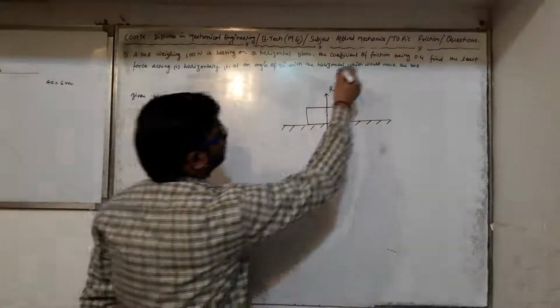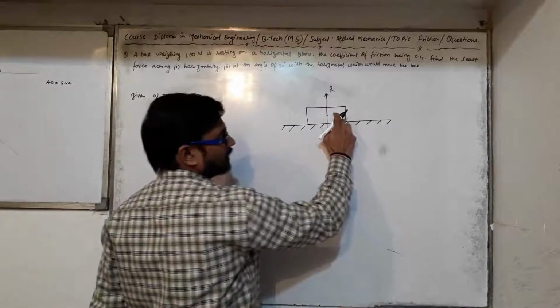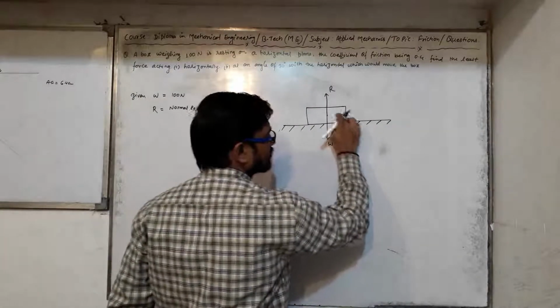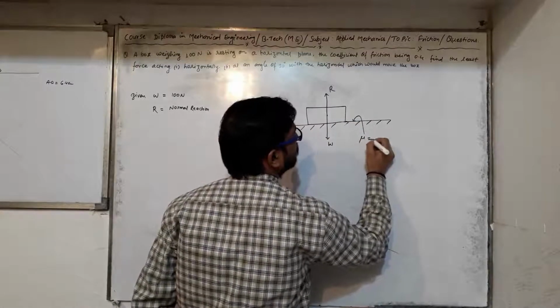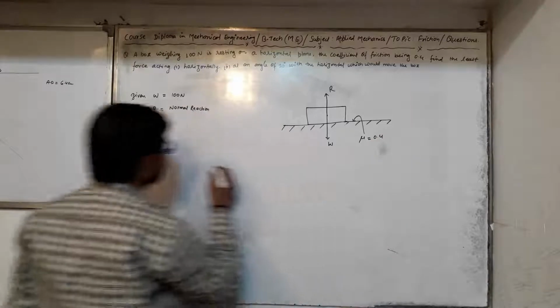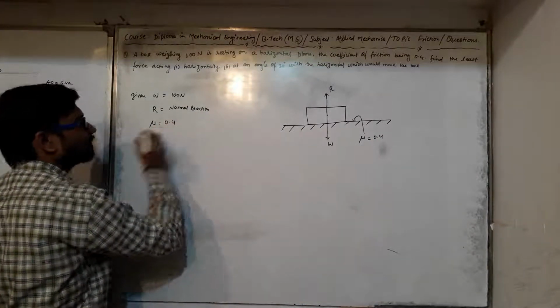Now the coefficient of friction between this surface and the body, represented by mu, is nothing but 0.4. So I am writing here coefficient of friction is also given as 0.4.